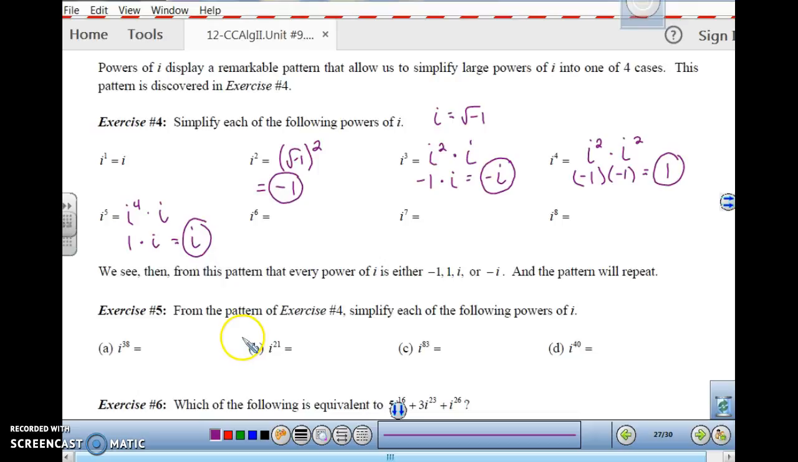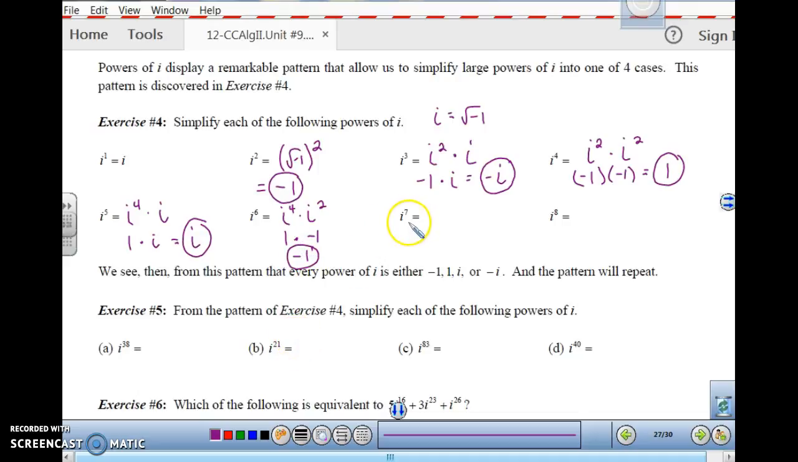All right, i to the 6th. Well, there's lots of ways we can write i to the 6th. Why don't I write it as i to the 4th times i squared? That gives me i to the 6th. i to the 4th is easy because that's just 1. i squared is negative 1. 1 times negative 1 is negative 1.